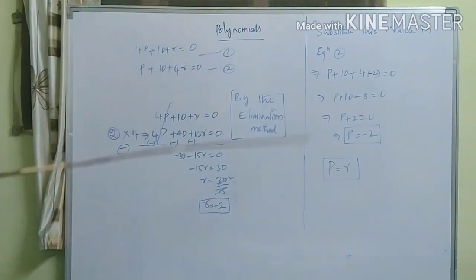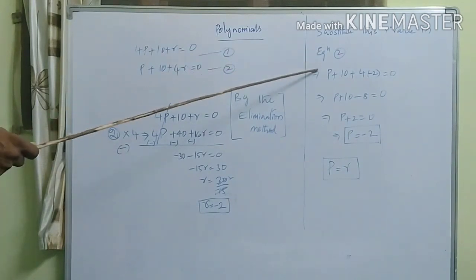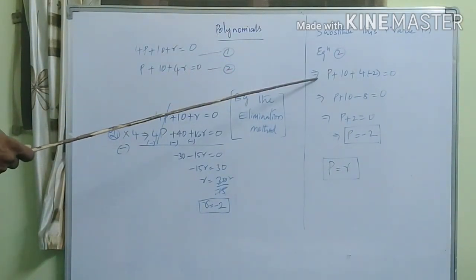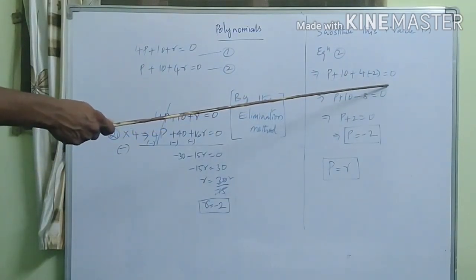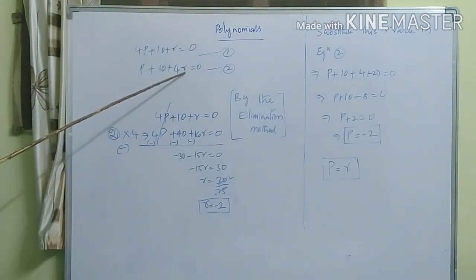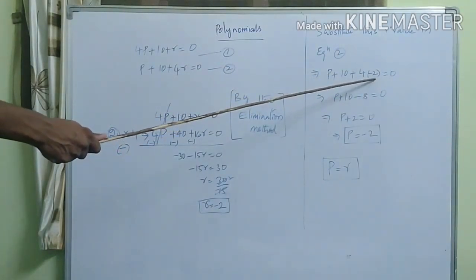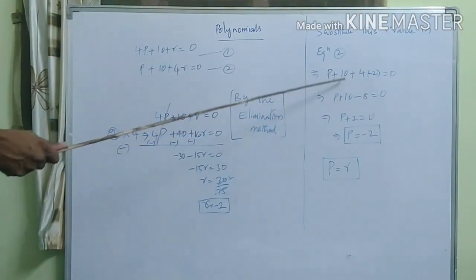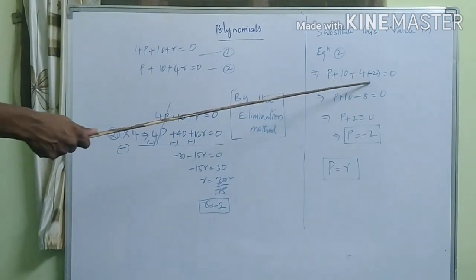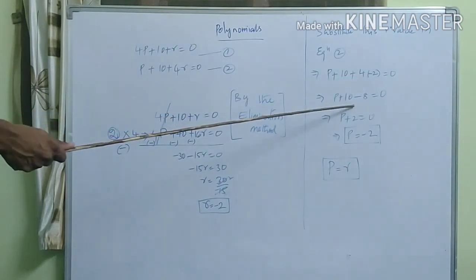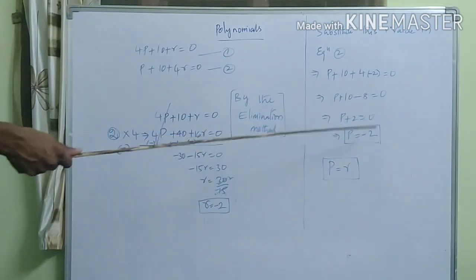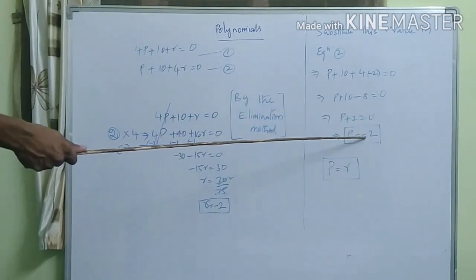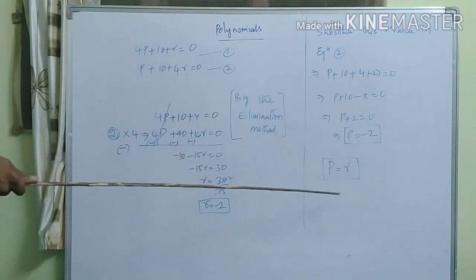Here, substitute this R value in equation 2. So, that is P plus 10 plus 4 into minus 2 is equal to 0. R is equal to minus 2. So, P plus 10, 4 twos are 8, plus into minus, minus 8 is equal to 0. So, P plus 2 is equal to 0. Plus 2 transposes to minus 2. So, the final result is P is equal to minus 2.